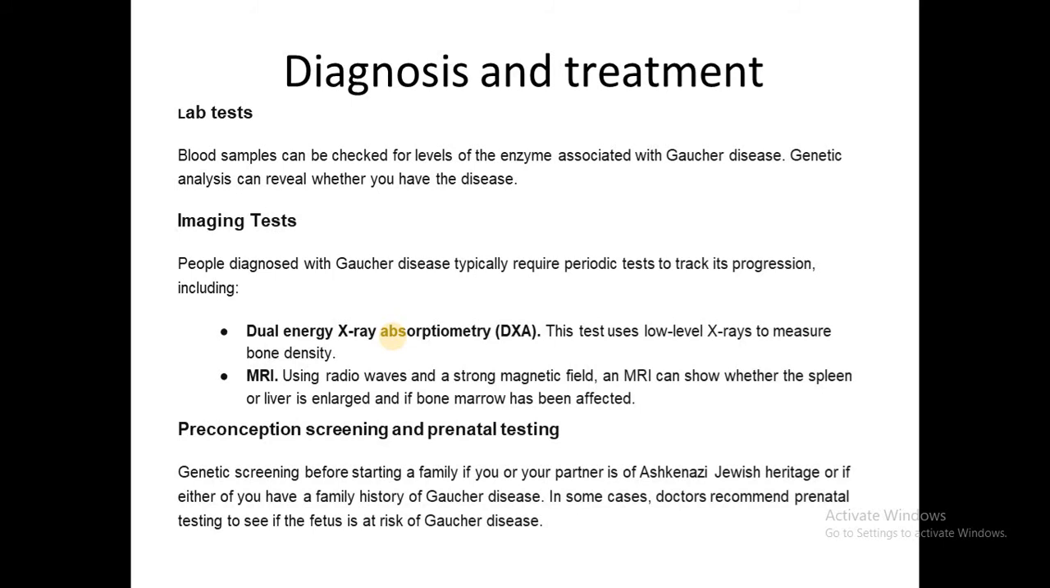Next is preconception screening and prenatal testing. It's an inborn error, so it is hereditary. If a person has a family history of hereditary Gaucher disease, they have to do preconception screening and prenatal testing. Genetic screening is done before starting a family, if you or your partner is of Ashkenazi Jewish heritage, or if either of you has a family history of Gaucher disease.